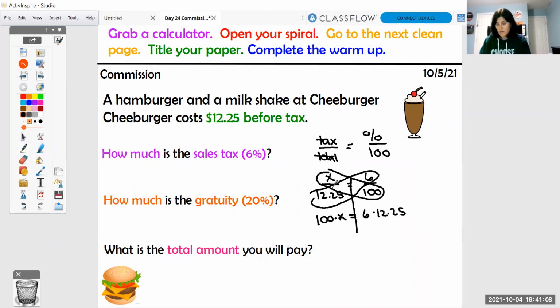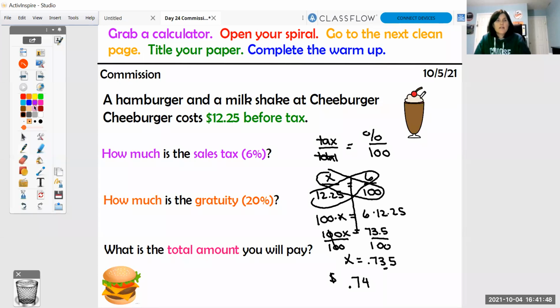So I'm going to use my calculator, and 12.25 times 6 is 73.5. That's what this side simplifies to. We have 100x on this side. In order to undo 100 times x, I have to do the opposite, so divide by 100, which they cancel out. If I divide by 100, that means that x is 0.735, which when we round to the nearest hundredth, because this is money, it is 74 cents. So we use the decimal, and we can put the dollar sign out here just to show it's cents. So that is my tax.